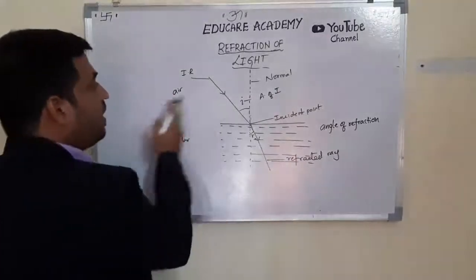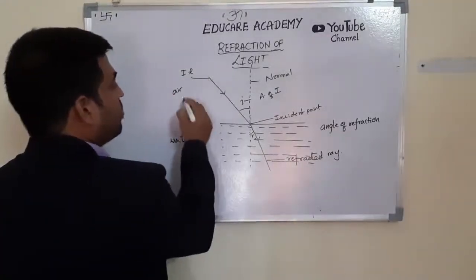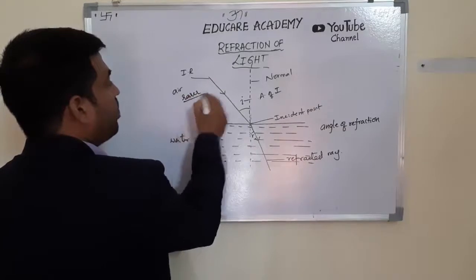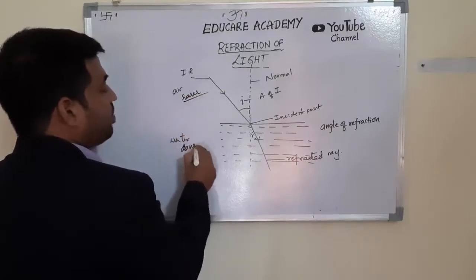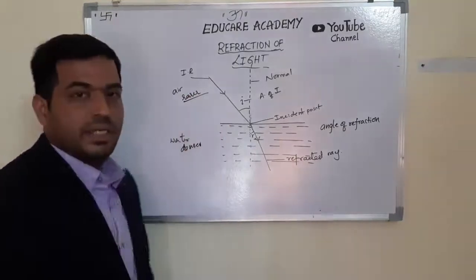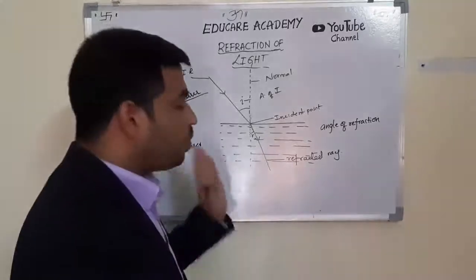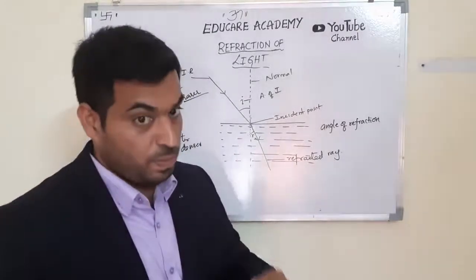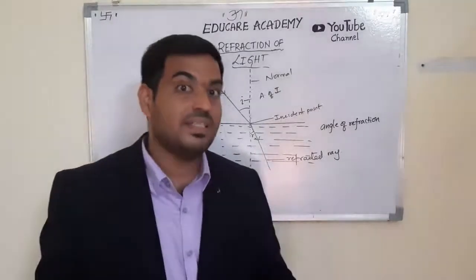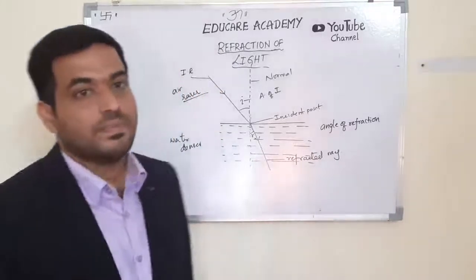So when a ray of light enters from a rarer medium, so air is a rarer medium, water is a denser medium, rarer to denser medium, the light bends towards the normal. That means the speed of light or velocity of light decreases.